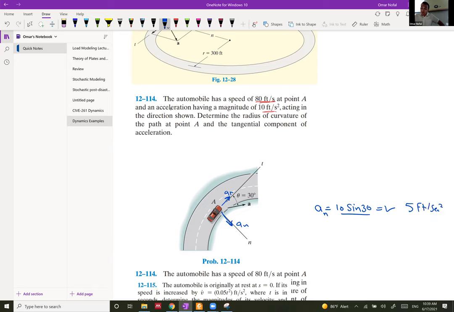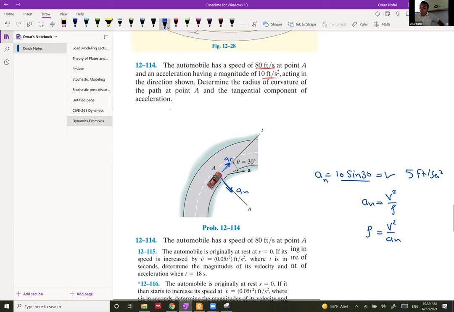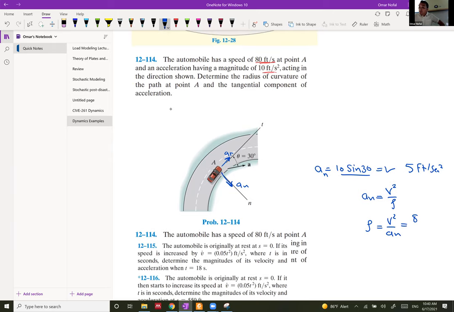Then for the radius, we know that the A_N is equal to V squared over rho. So rho is equal to V squared over A_N. We know that V is 80, squared, and the A_N is equal to 5. You will finally be able to get the radius, and this should be equal to 1280 feet. This is the radius of this curve. So it's a very simple problem, you just have to know what you want.